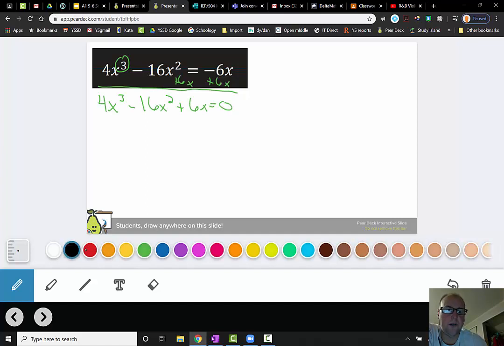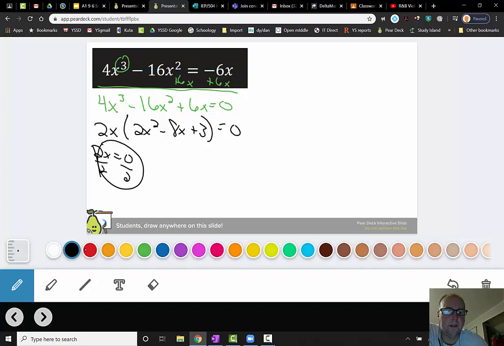While we're doing that, 4, 16, and 6 are all divisible by 2. So let's take out 2x. So we have 2x squared minus 8x plus 3 equals 0. So first things first, let's get rid of this one here and get a solution. Okay, so that means we're going to get x is 0. Love that one. That's super duper.